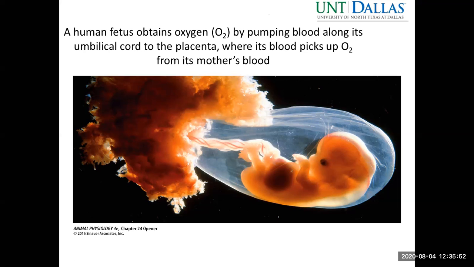The fetus's heart pumps blood through the umbilical cord to the placenta, where that blood picks up oxygen that its mother's blood has brought there from her lungs. Now this oxygenated fetal blood returns to the fetus through the umbilical cord and is circulated to all parts of the body. This is how the fetus gets the oxygen and other food and other things from its mother.